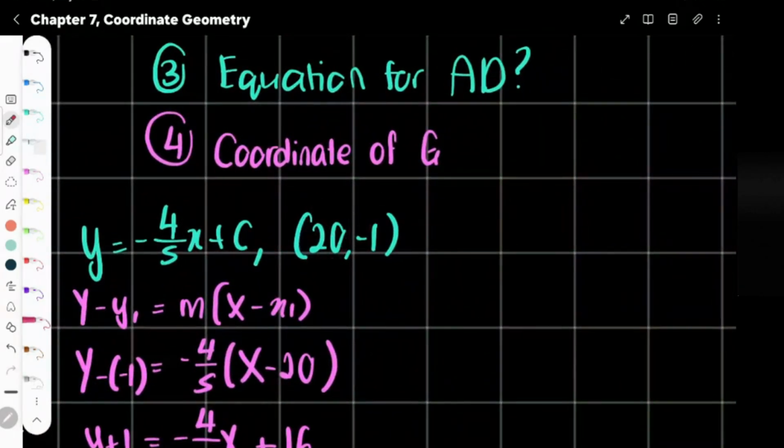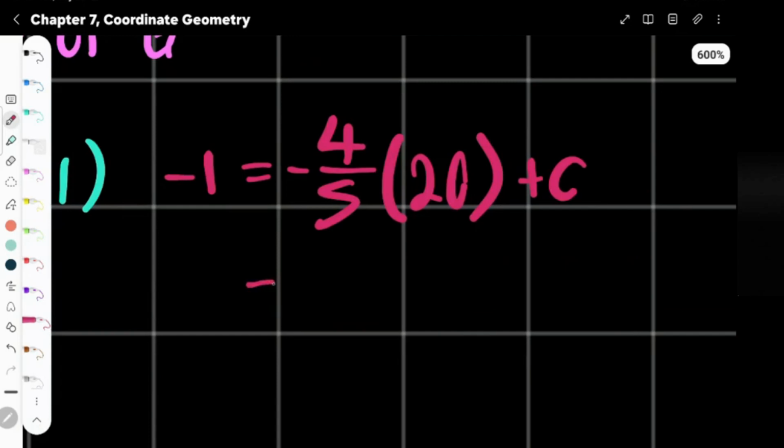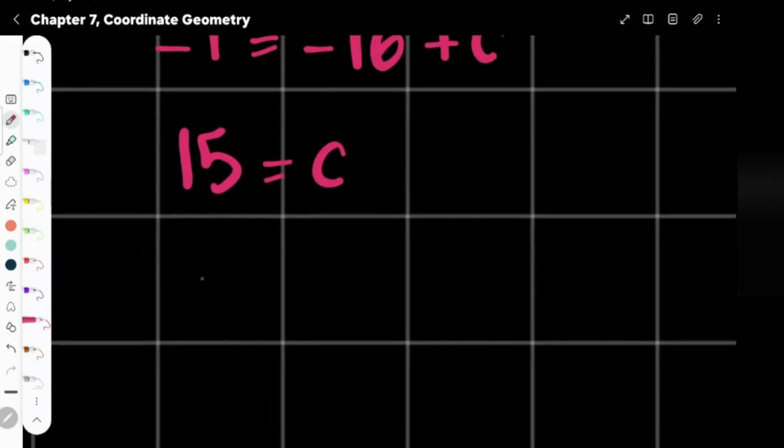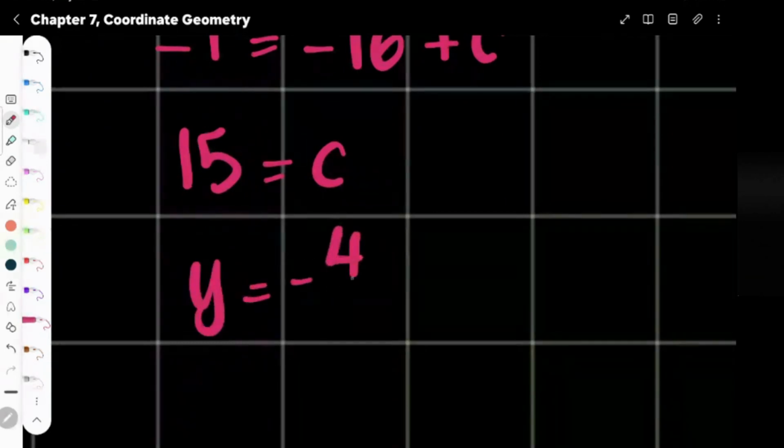So 20 is for the x, and negative 1 is for the y. So negative 1 equals negative 4 over 5 times 20 plus c. This one becomes negative 16, and then plus c equals negative 1. So this negative moves to the other side and becomes plus. Negative 1 plus 16 is 15. Tada, you get c. Now what do you do here? You just write it in again. Tada, you find the value already.